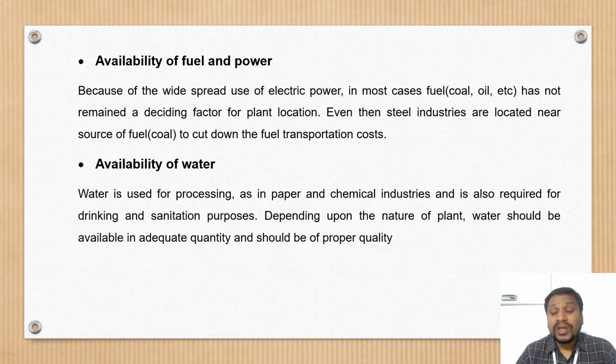Okay, so these factors are very important, which govern the plant location: nearness to raw material, transport facilities, nearness to market, availability of fuel and power, and availability of water.